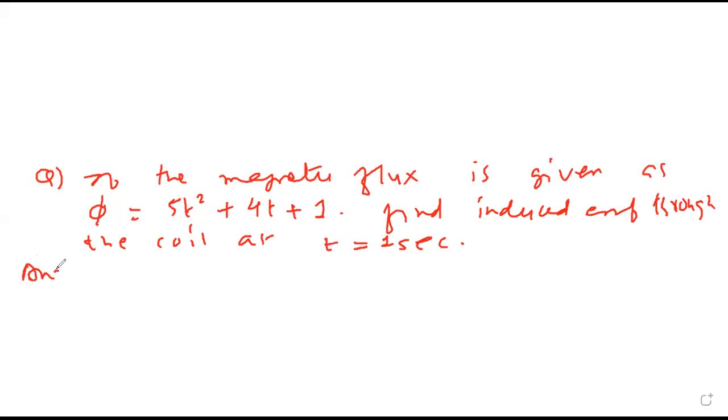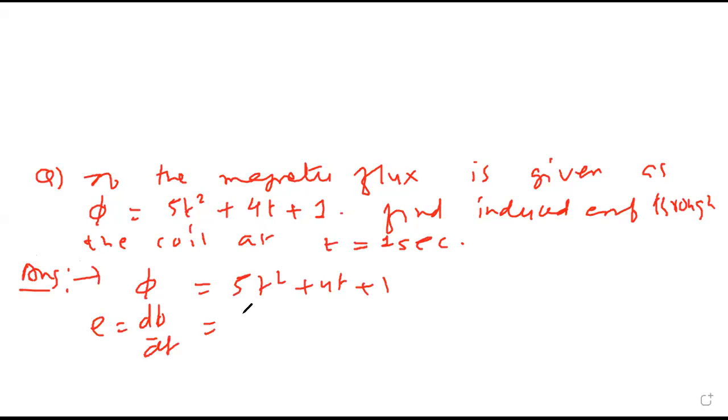So we want the induced EMF at 1 second, also called instantaneous EMF. So phi is 5t square plus 4t plus 1. How to get induced EMF? By taking the derivative. What is the derivative of 5t square? 10t. And of 4t, plus 4. Now when t is 1, what will be E? 10 into 1 plus 4 equals 14 volts. Solve.